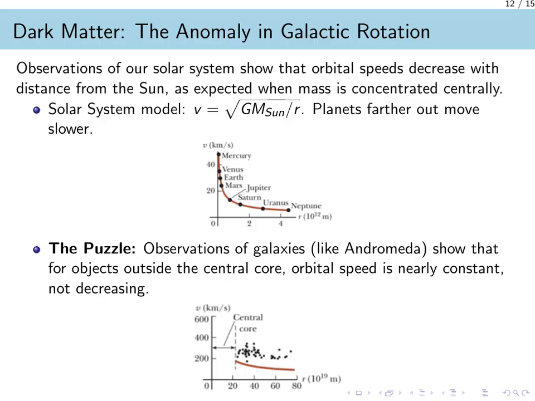However, observations show something completely different. For stars and gas clouds far from the galactic center, their orbital speed remains nearly constant instead of decreasing. These objects are moving far too fast to be held in orbit by the gravity of the visible matter alone. This enormous discrepancy between prediction and observation is known as the galactic rotation problem.